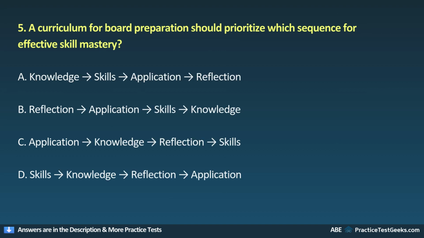5. A curriculum for board preparation should prioritize which sequence for effective skill mastery? A. Knowledge, skills, application, reflection. B. Reflection, application, skills, knowledge. C. Application, knowledge, reflection, skills. D. Skills, knowledge, reflection, application.